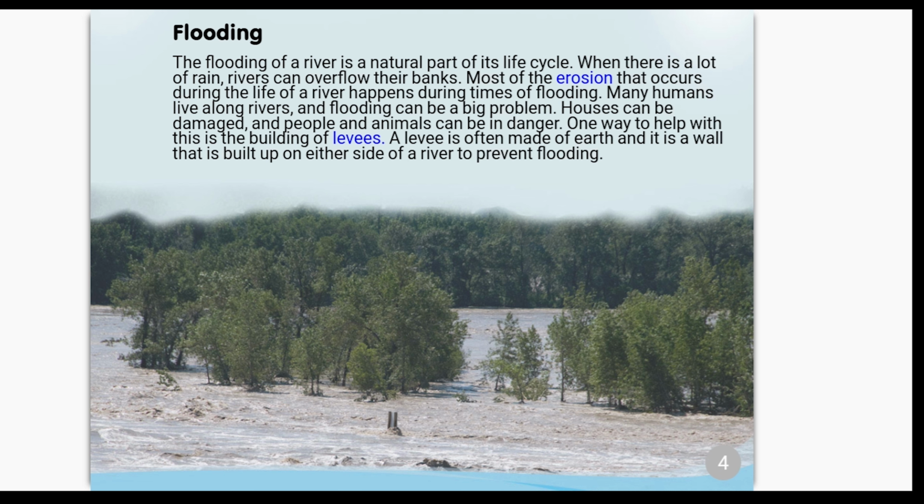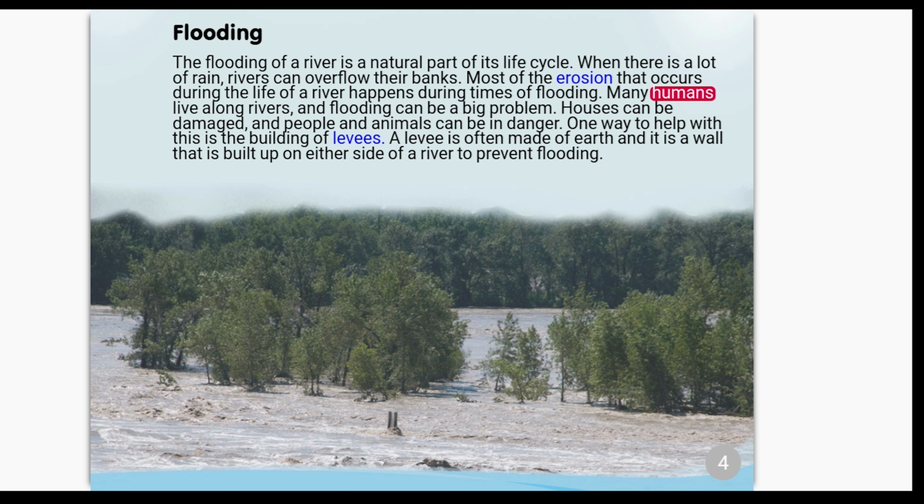Flooding. The flooding of a river is a natural part of its life cycle. When there is a lot of rain, rivers can overflow their banks. Most of the erosion that occurs during the life of a river happens during times of flooding.